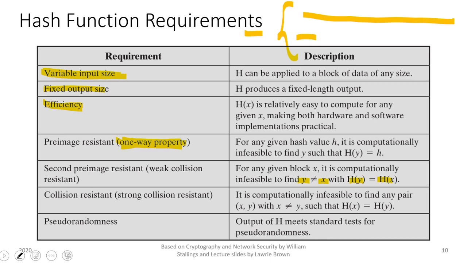Then strong collision resistance is where the collision resistance property holds true for any pair of messages. The other property that we would expect is what is called pseudo randomness. That is, there is some form of randomness in the output that is being produced. Again, that is also something that we would expect from these hash functions.